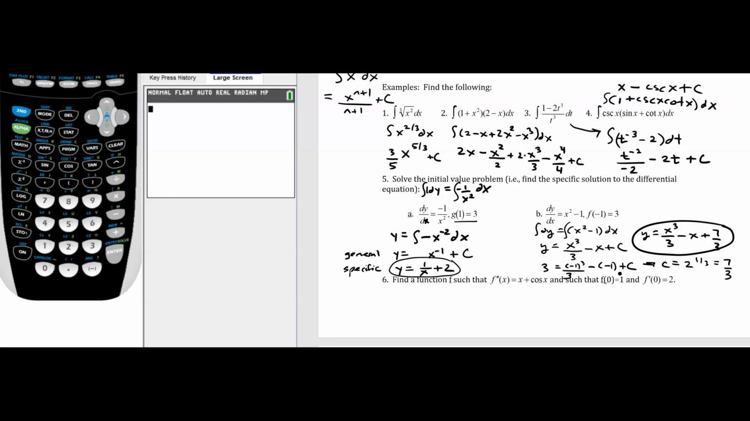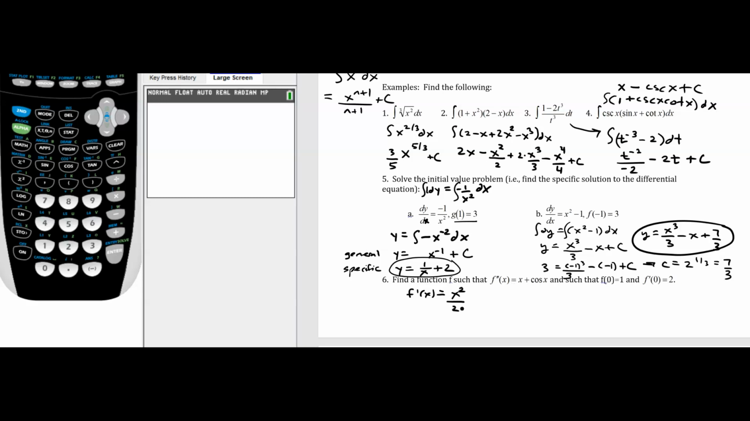Okay, number 6. Find a function f such that the second derivative, that's f double prime of x, is equal to x plus cosine of x, and f of 0 is equal to 1, and f prime of 0 is equal to 2. So just as you could do derivatives multiple times, you could do antiderivatives multiple times. And so the first antiderivative we'll get would actually be f prime. So we can see that f prime of x would equal, what's the antiderivative of x, or x to the first?